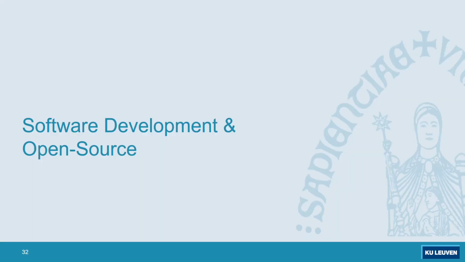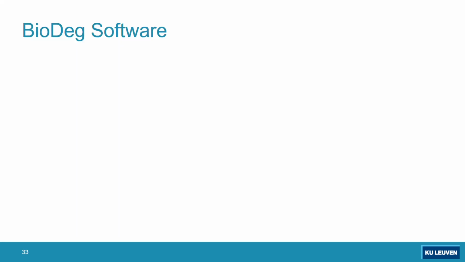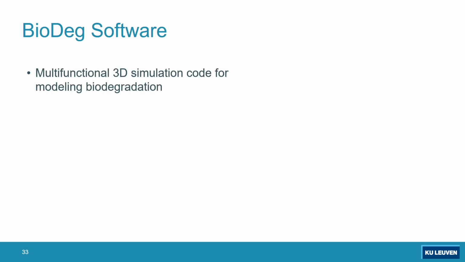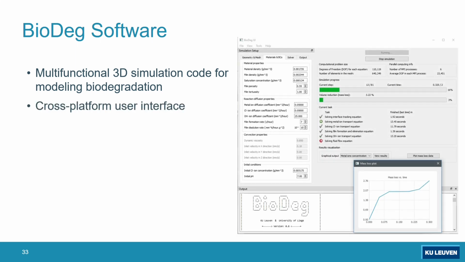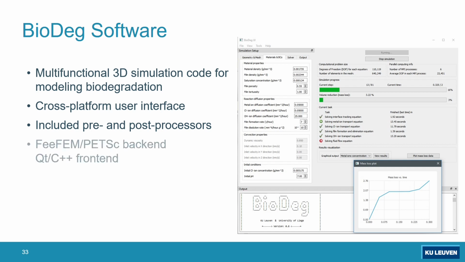And then a last note on the software development and the way that we have developed these models: all of these models that I showed you are now combined into one software. It's a multifunctional 3D simulation code for biodegradation. We call it BioDeg, and it has a cross-platform user interface and its own pre and post processor. We have made this to make it easier for people outside of the field to work with these models. It has a FreeFEM++ back end and a Qt front end, and is available as open source tools.